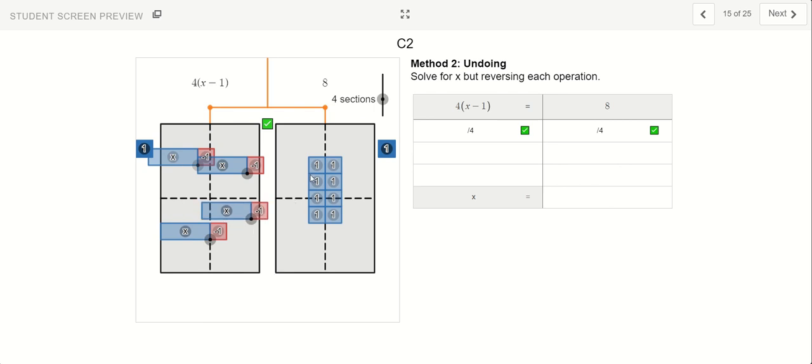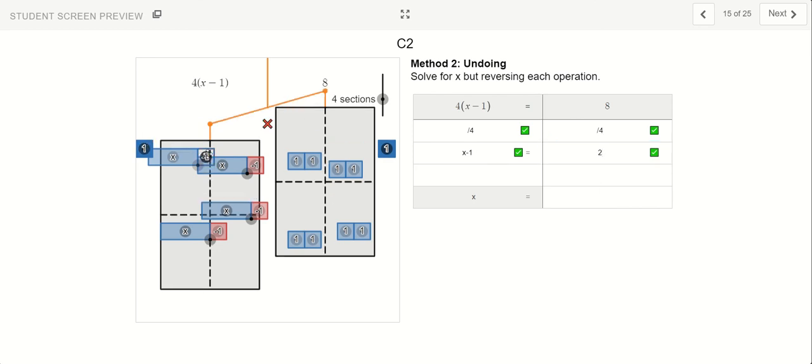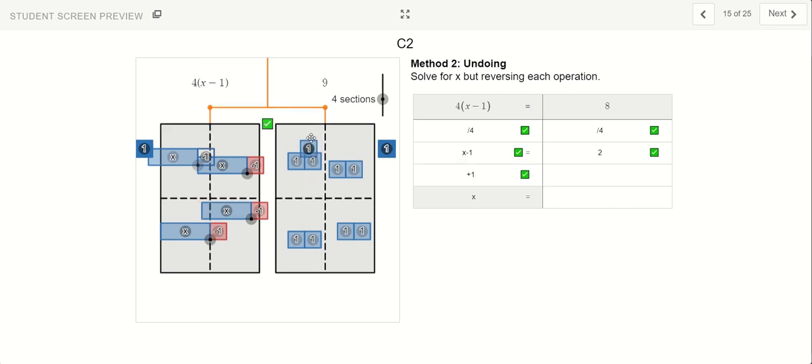Okay, so divide by 4. But if I divide these by 4, I need to divide these by 4 groups. 2, 3, 4. So I'm left with one group of x minus 1 is the same as 2. From there, to get rid of this negative, I can plus 1 to cancel that out. If I add one tile to one side, I need to add a tile to the other side. So it looks like 1x by itself weighs the same as 3.